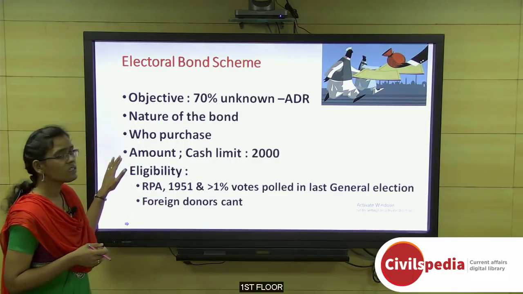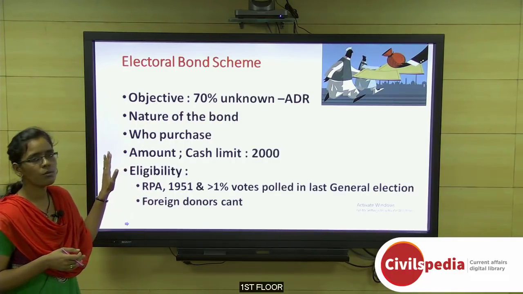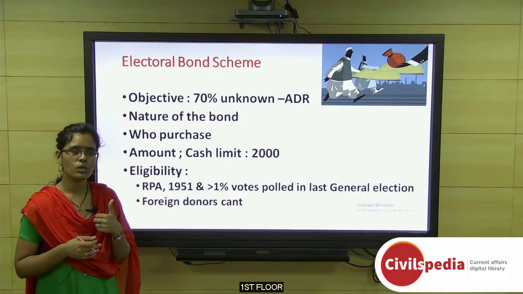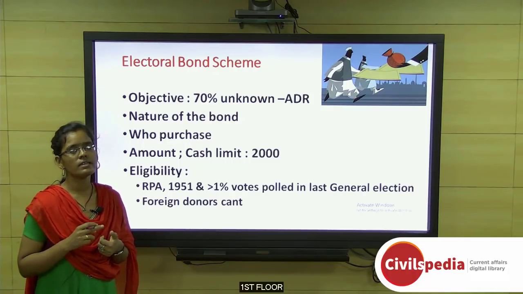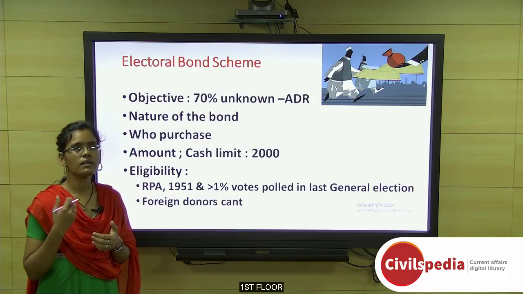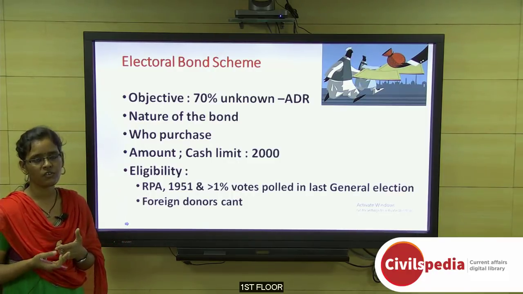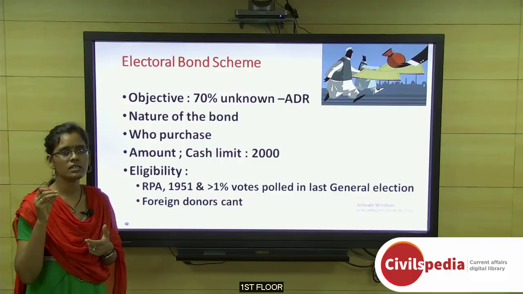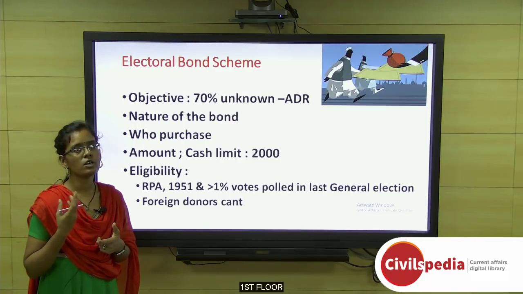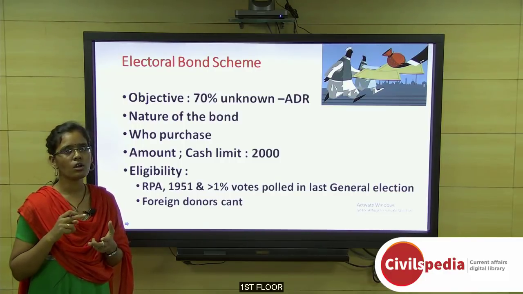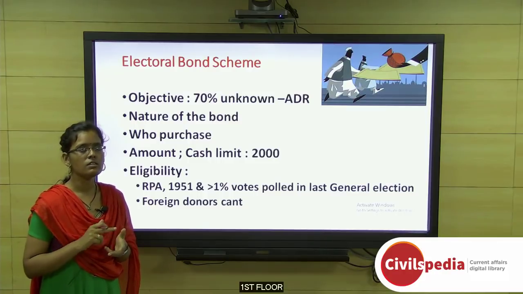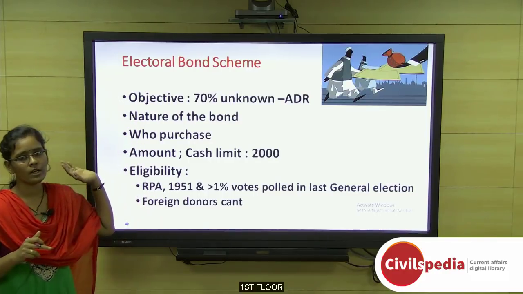So what other things we have to know about electoral bonds from the Prelims perspective is the nature of the bond. The first thing is it is a promissory note, that is, it is like a bearer bond only. And second, it is interest free. That is, by investing money in this electoral bond, the person will not gain any interest, and it does not come under tax exemption. These three things we have to note with respect to electoral bonds.